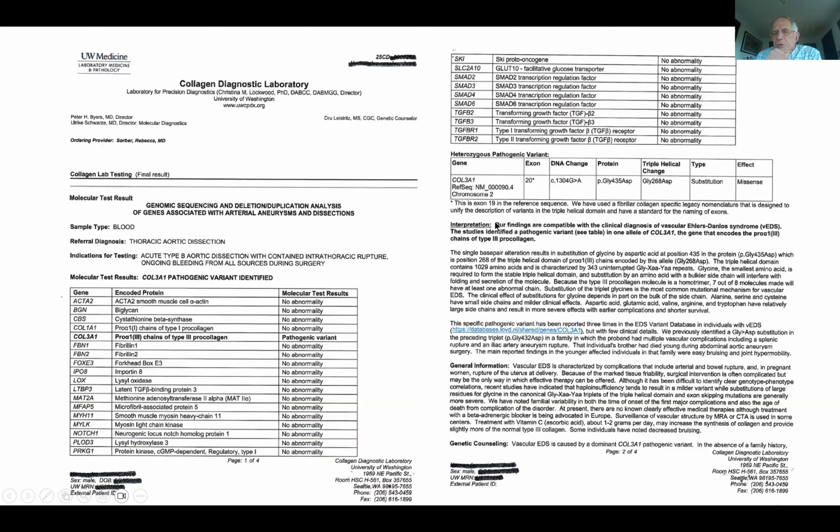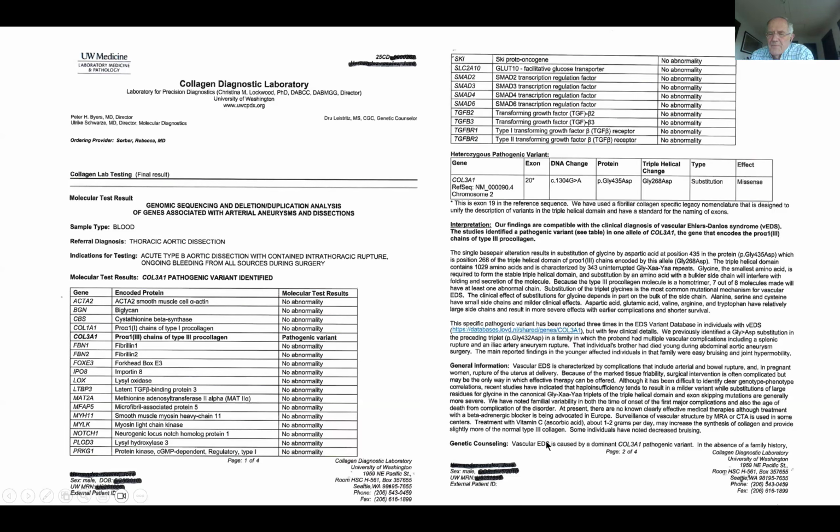Then there's the interpretation, and it says our findings are compatible with the clinical diagnosis of vascular Ehlers-Danlos syndrome. The studies identified a pathogenic variant, see the table, in one allele, that is one copy of COL3A1, the gene that encodes the pro-alpha 1(III) chains of type 3 procollagen. And then it gives much more information here.